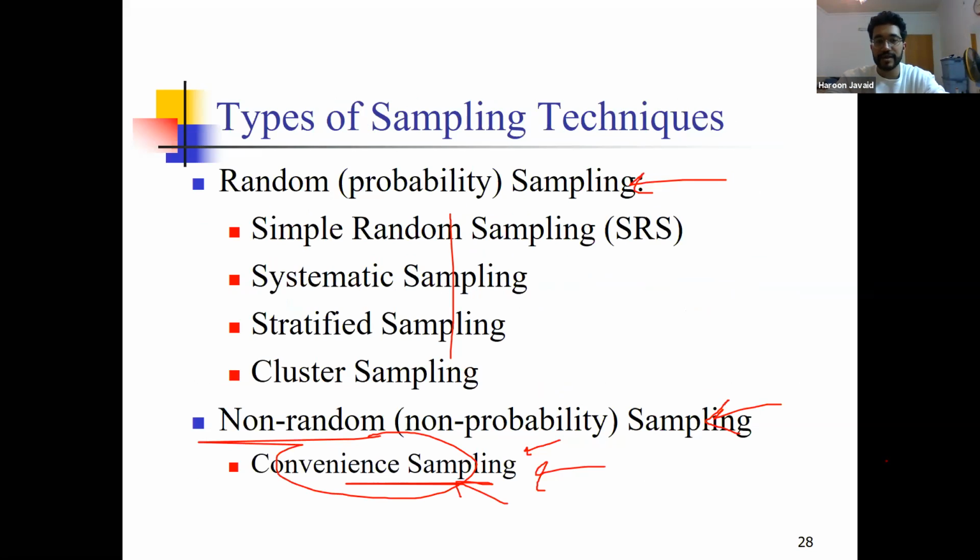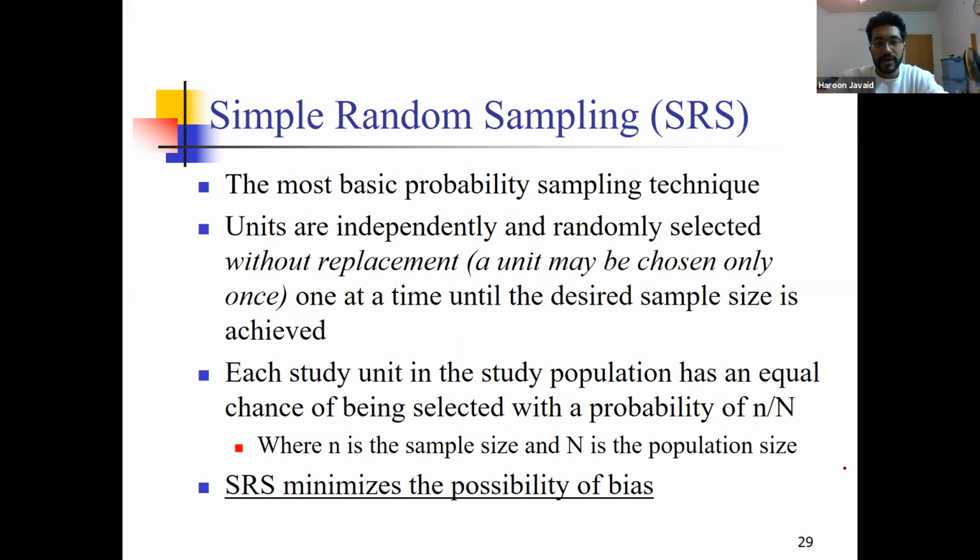Okay, so now let's talk about the 4 types of random sampling. Simple random sampling is the most basic probability sampling, where units are independent and randomly selected. Units means individuals from the sample. It is done without replacement, meaning if you select someone, you can't put them back and select them again. Each study unit has an equal chance of being selected, with a probability of n over N.